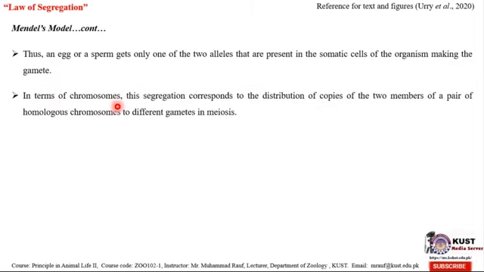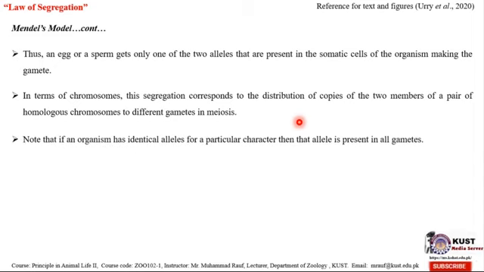In terms of chromosomes, this segregation corresponds to the distribution. Now, similar behavior is also shown by chromosomes. In a diploid individual, the homologous chromosomes stay together, but during gamete formation, the two members of the homologous pair separate from one another, and then they are reunited at the time of fertilization.